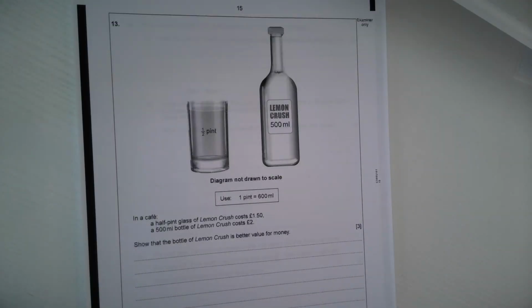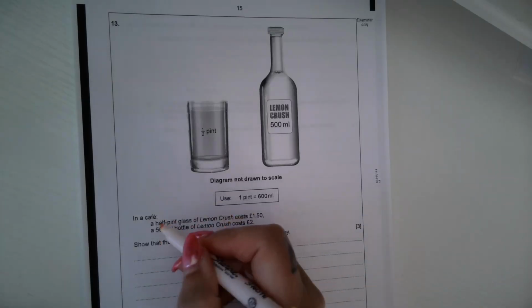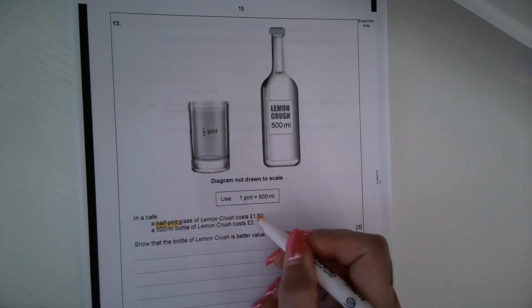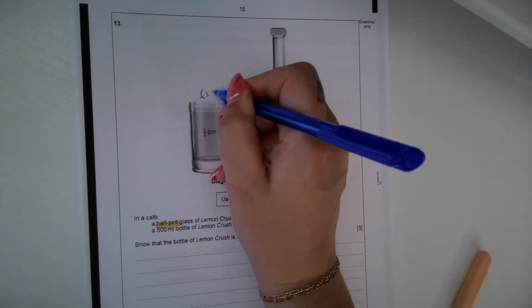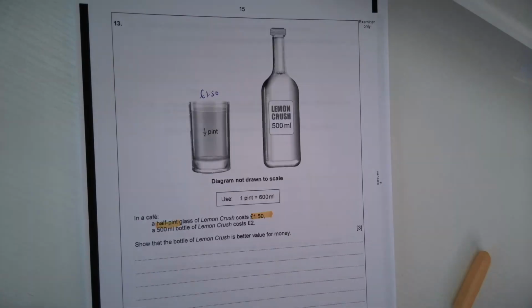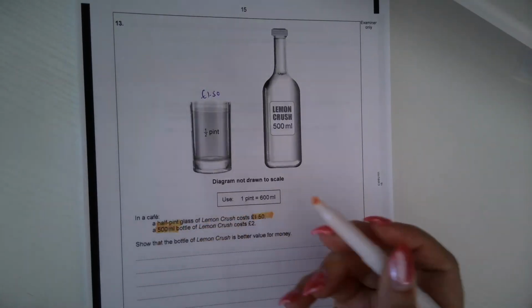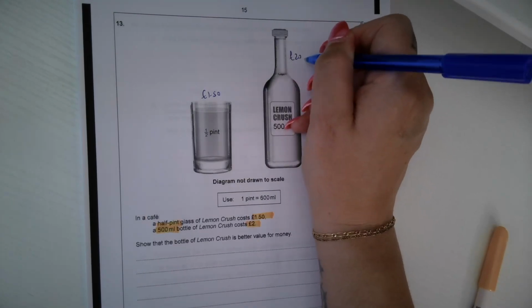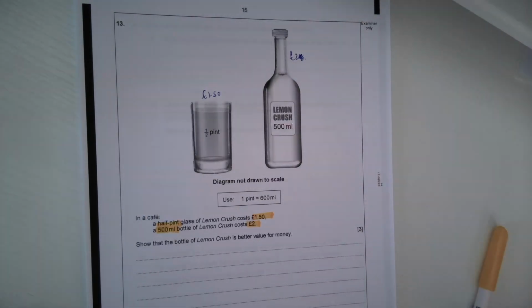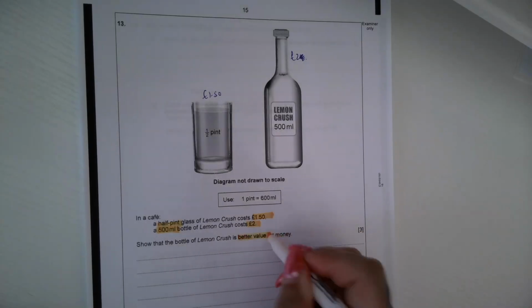Question 13. In a cafe, a half pint glass of lemon crush costs £1.50. So this half pint glass costs £1.50. A 500ml bottle costs £2. So this bottle costs £2. Show that the bottle of lemon crush is better value for money.